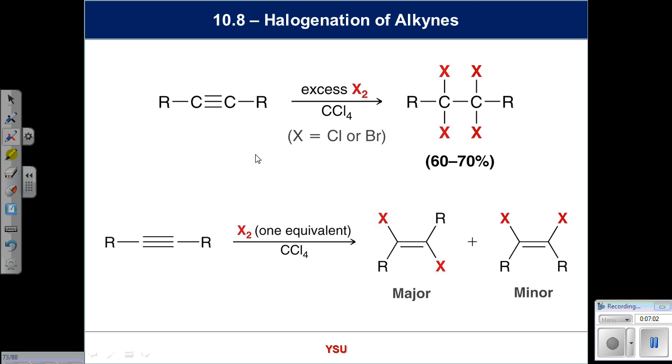So halogenation of alkynes is pretty straightforward. It's a nice way to put X groups on here if we want to use them as leaving groups in different conditions. But if we have an excess, here's the key here. Add 2 equivalents, and you'll add to each carbon twice. Down here, if you're said to have 1 equivalent, that just means you've got a limited amount of the halogen. It only adds once, and you get these isomers here, and you get an alkene.